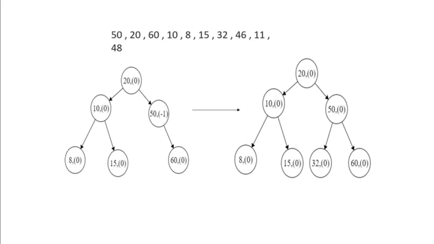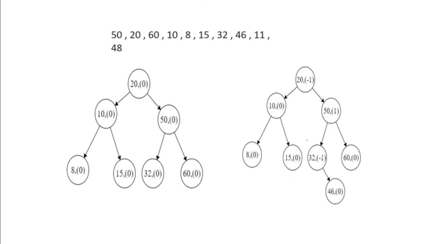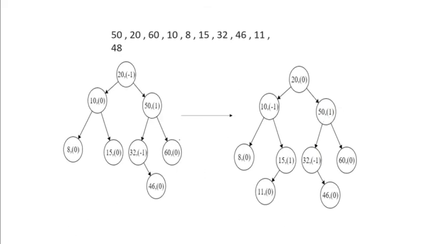Next, I want to insert 32, so I can directly insert 32 without performing any rotations, because you have a vacant slot here. Next, I want to insert 46, so 46 can be inserted here, and you can see that there are no imbalance values here. So you don't have to perform any rotation. Next, you want to insert 11. You can also insert 11 directly; there is no imbalance here.